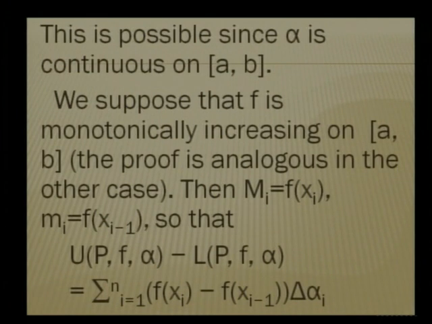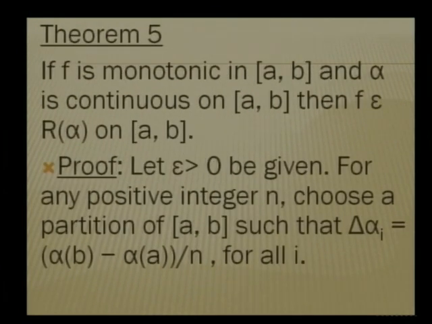See the next slide. This is possible since alpha is continuous on [a, b]. Why is this type of equation possible? See here, the earlier slide. Alpha(b) minus alpha(a) over n is true for all possible i. This is possible because alpha is a continuous function. Next slide.